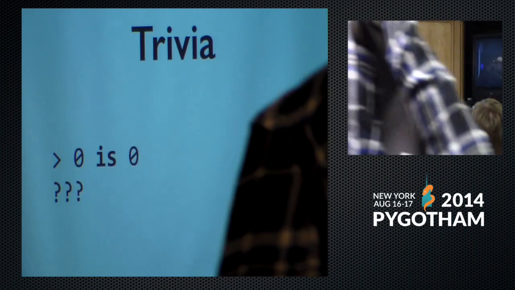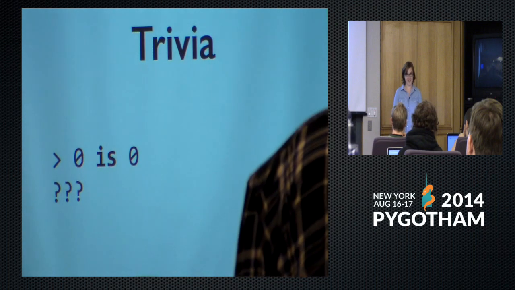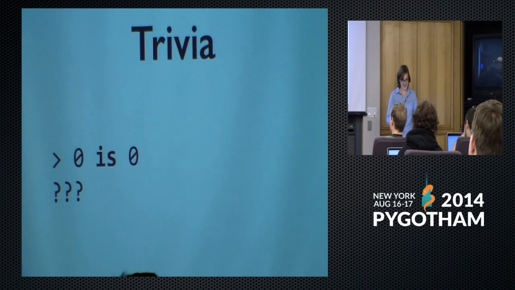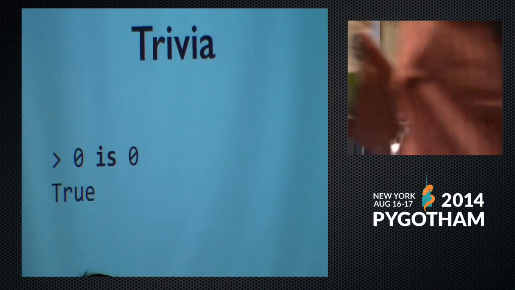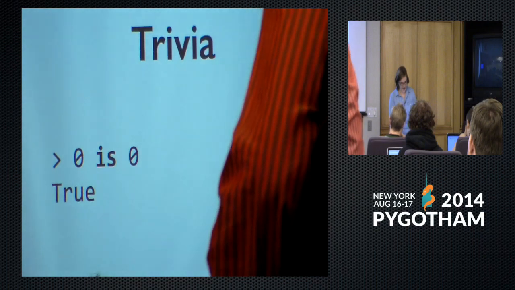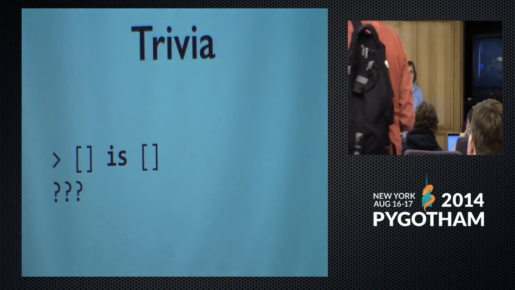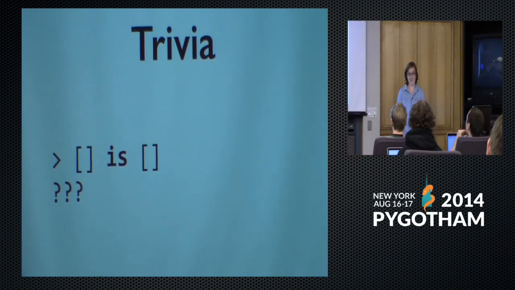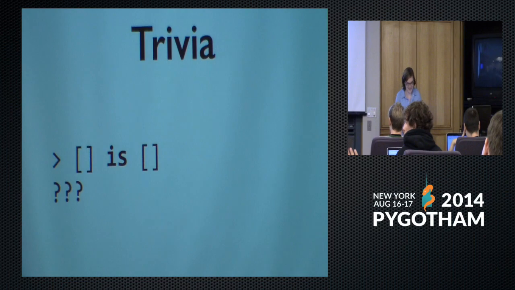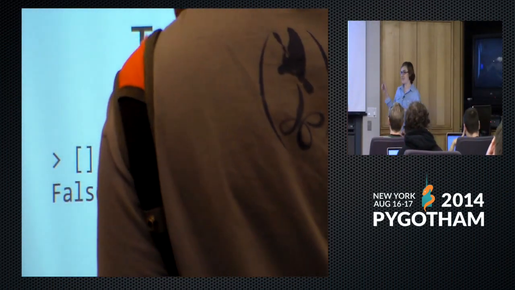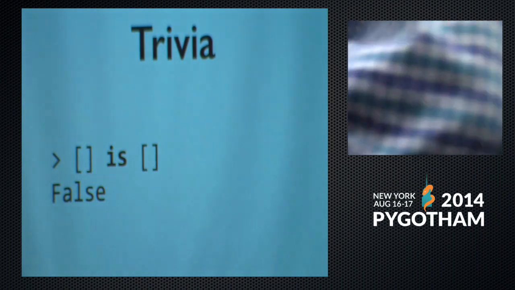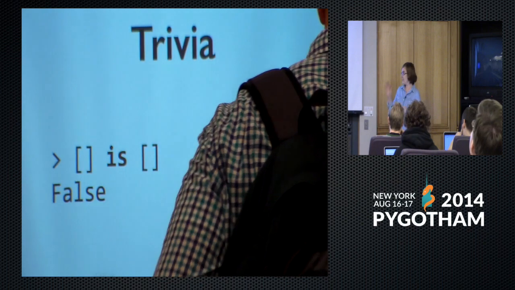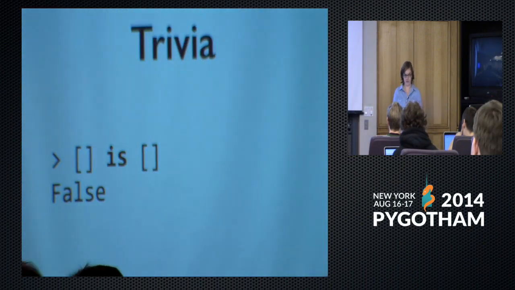Okay, another warm-up. The integer 0 is 0. Who thinks it's true? Okay, who thinks it's false? All right, it is true. Also not a trick question. What about the empty list is empty list? Who thinks it's true? Some brave souls raising their hand. Who thinks it's false? More brave souls. Okay, so it is false. So this is maybe the first surprising behavior, particularly for people who are new to Python or new to programming. Why this evaluates to false, we will get into a few slides down.